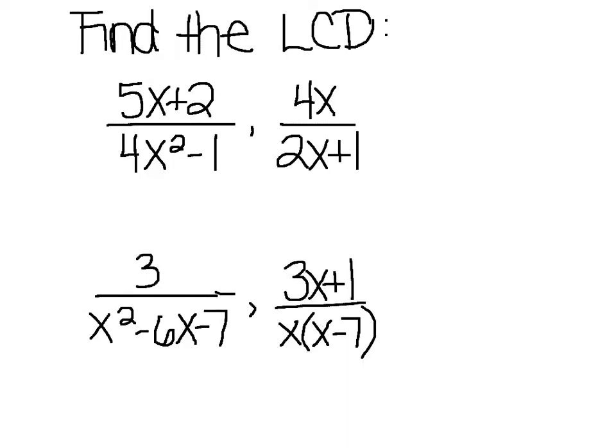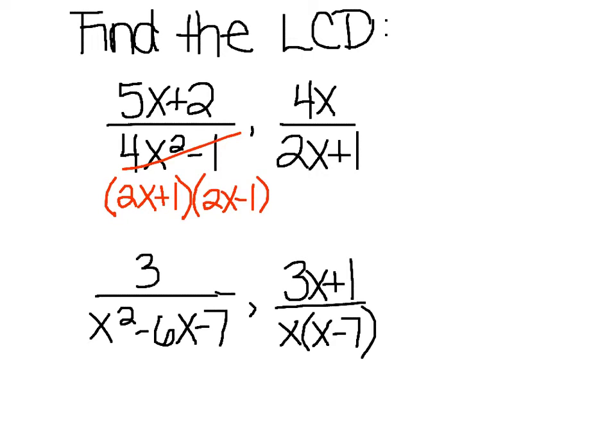So let's look at the first one. 5x plus 2 over 4x squared minus 1 and 4x over 2x plus 1. When you need to find the least common denominator, the first thing you should always do is factor, if possible. And here we have the difference of perfect squares. So I'm going to have 2x plus 1 and 2x minus 1. That's going to replace this factor.